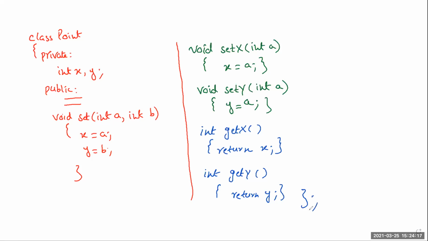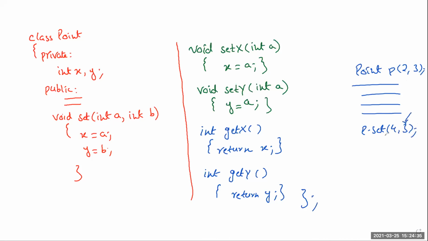Now, what is the advantage? Suppose in the main, if I create a point p which is 2 3, then I have some program and later I want to change x, right? So rather than calling set, in which I change x to 4 and I keep y same, if I only want to change x, I will write set x and the new value. So what will happen? This 4 will go to a, and from a it will go to x.